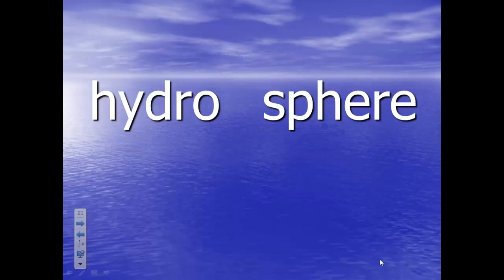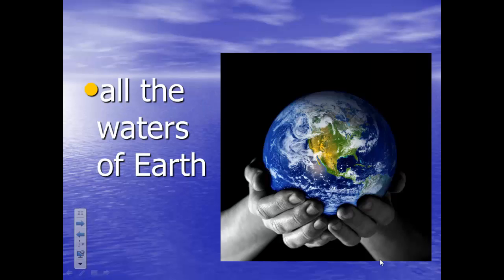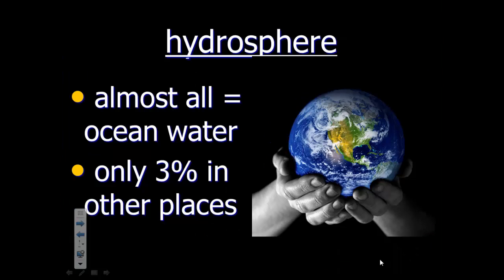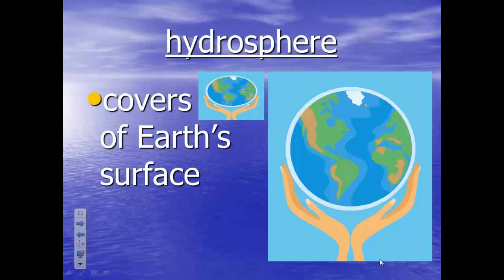The hydrosphere. All the waters of the earth make up the hydrosphere. Hydro means water, and sphere refers to the globe or the earth. The hydrosphere covers a little less than 3/4 of the Earth's surface. Only 3/100ths or 3% of the hydrosphere is in other places. The hydrosphere covers the Earth's surface, as I said before.